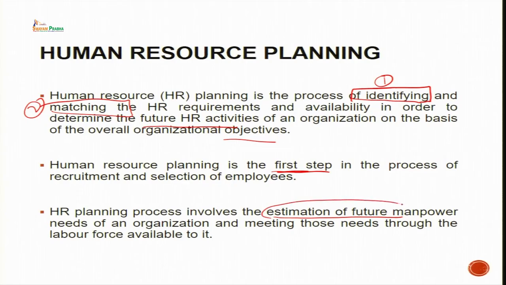So, here again we are doing nothing but forecasting how many people we would require in the organization if we plan X amount of production for tomorrow. And that is again an anticipation of the top manager that we foresee a demand in our product, or maybe we have identified some new need in the mind of the customer. So, as a result, we estimate X number of manpower required for the organization, and then meet those needs through the labor force available to the organization.